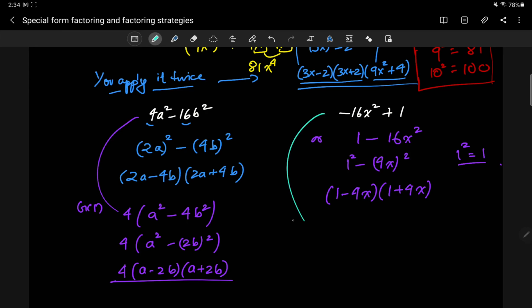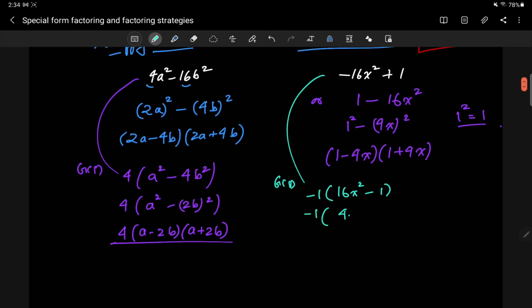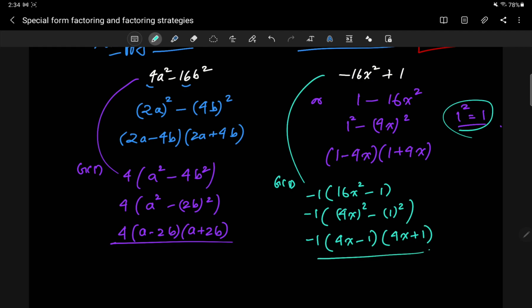Alternately, I can take the GCD to be negative 1, but this is more complicated, and I get a negative 1 times 4x squared minus 1 squared. Remember, a very common trick, because 1 squared is 1, oftentimes we will replace 1 by 1 squared when it comes to factoring. And then this is 4x minus 1 and 4x plus 1. These are the same thing, because if you distribute this negative 1, it becomes 1 minus 4x.